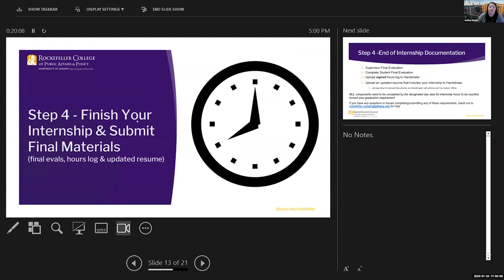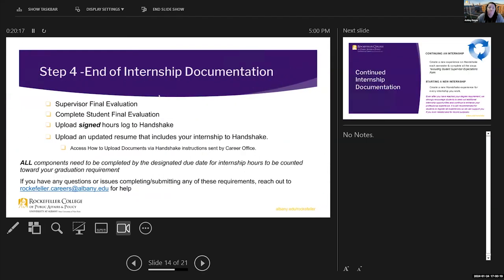Step 4, finish your internship and submit final materials. That includes the final evaluation, the hours log, and the updated resume, as I mentioned. So I just went over this end of the internship documentation, and I don't want to be repeating myself, but again, you'll be notified through the system, through Handshake, both you and your supervisor, to complete the final evaluation at the conclusion of your internship. Again, if you're not seeing that final evaluation, don't hesitate to reach out. We'll be happy to make sure it gets to you, or check your spam folder as well.